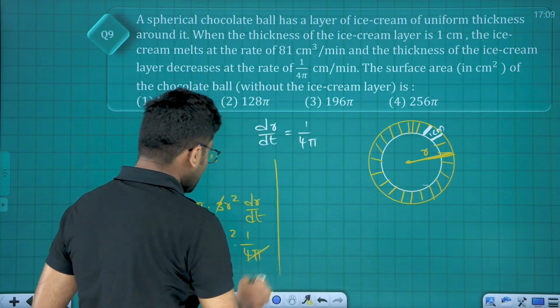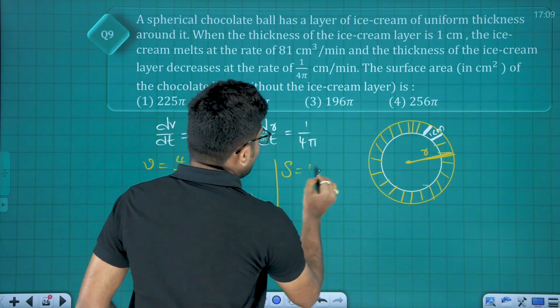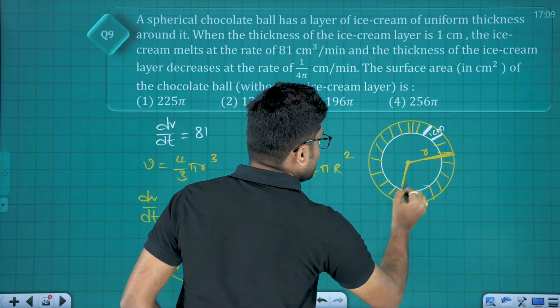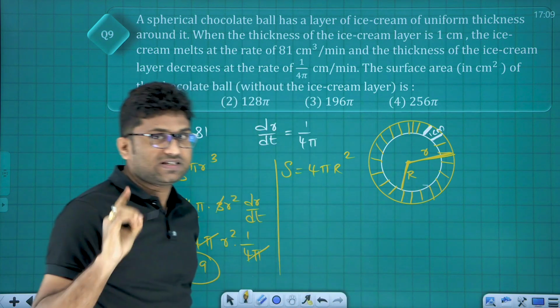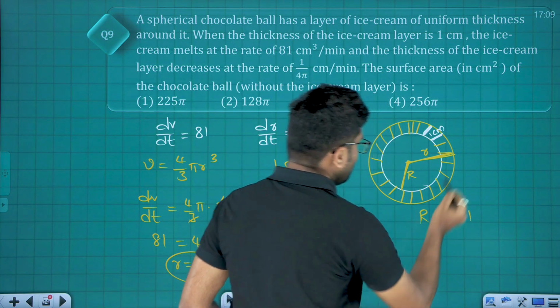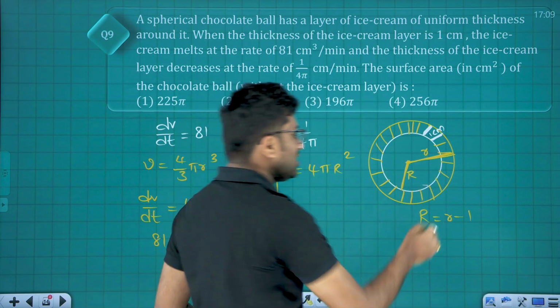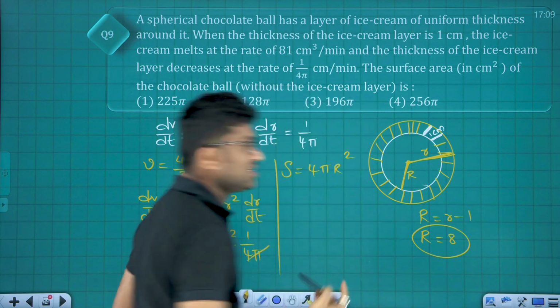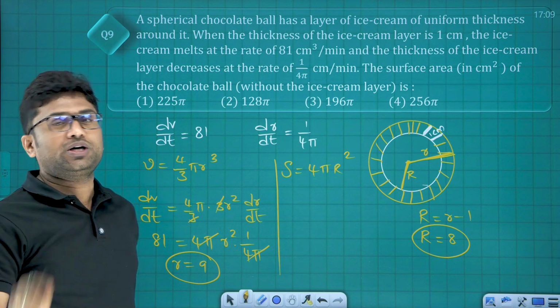Now what we actually need is the surface area. Generally surface area is 4 pi capital R square. Suppose this is capital R, the sphere radius. But the chocolate sphere radius is R minus 1. Why? It is 1 centimeter thickness, no? So capital R is equal to 9 minus 1, which is 8. That's it, this is the most important part of the question.